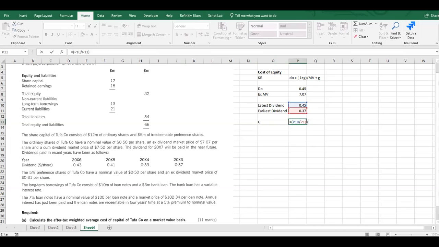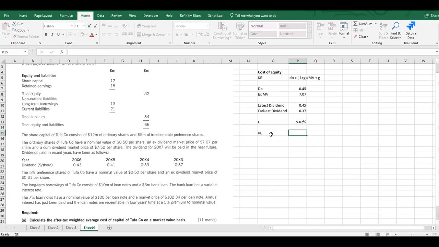ठीक है, तो रेज टू पावर 1/4. ओके, नाउ -1, होल ब्रैकेट -1. So growth is 5.02%.